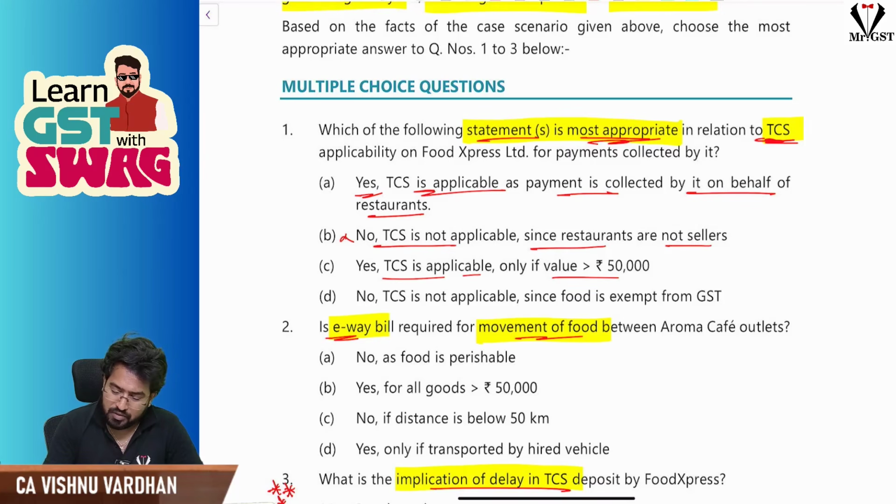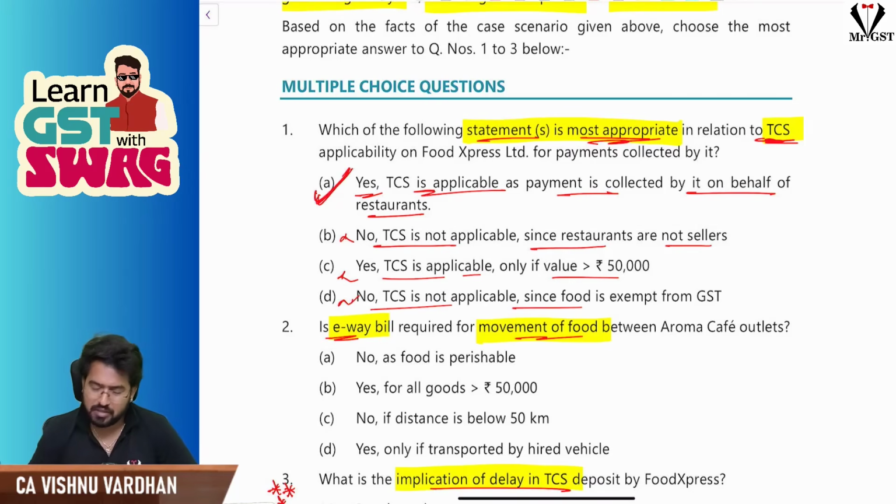TCS is applicable only if... no. TCS is not applicable. No. So obviously, while reading the first option itself, you understand that is the correct answer. But still, for safety, we have read the other options also. So TCS is applicable because you are collecting payment on behalf of the supplier.